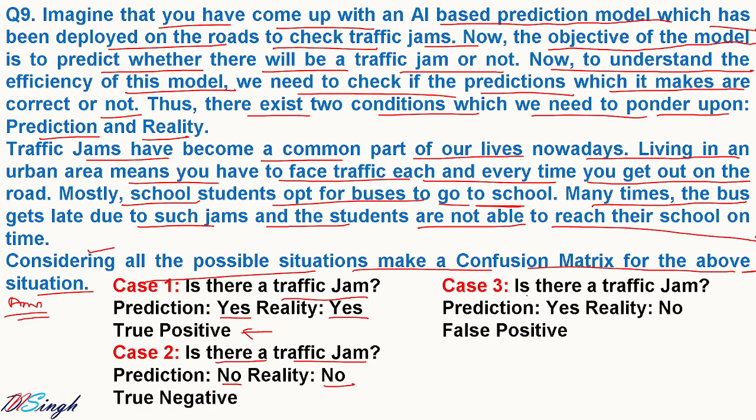Case 3, we will ask again the same question. So here you have the prediction as yes, but reality is no. So there is no traffic jam, but your model is predicting there is a traffic jam. This is a case of false positive.